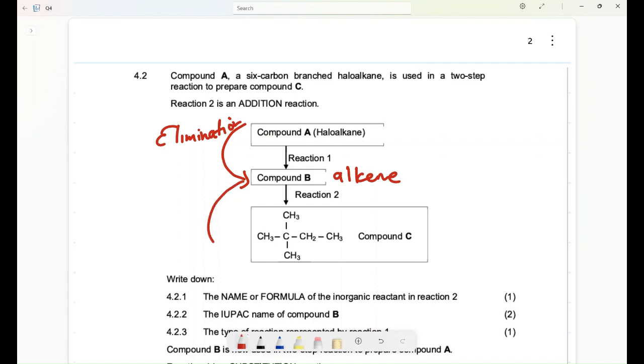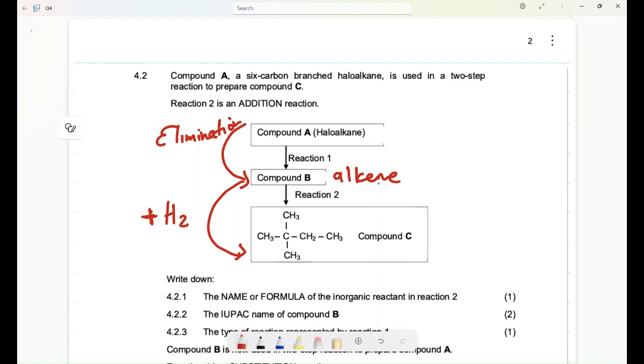Then here they added H2. Okay, in an addition reaction, they added H2 to fill up the gaps of the alkene. Now I want to believe this is true. They added H2 here to fill up the gaps of eliminating the hydrogens. So it means reaction 1 is elimination.